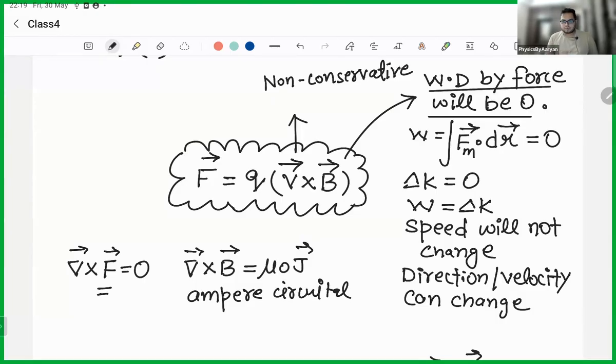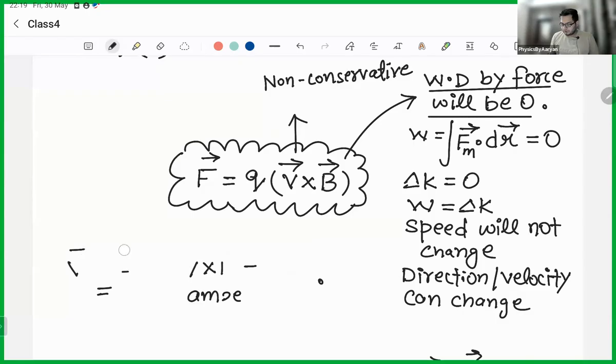No, you are wrong, Kritna. Even if it is time non-varying, even if it is time constant, even then magnetic field is non-conservative. Magnetic force is always non-conservative in general, time independent or time dependent. That is for electric field. Electric field is conservative if it is time non-varying, and non-conservative if it is time varying. So that rule applies in electric field. Okay.